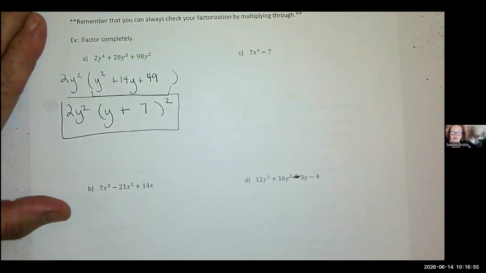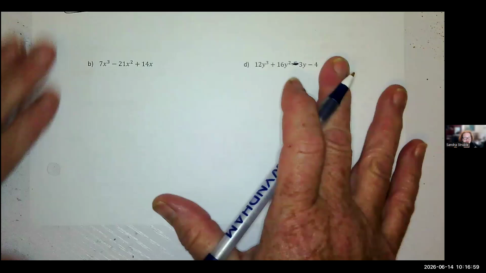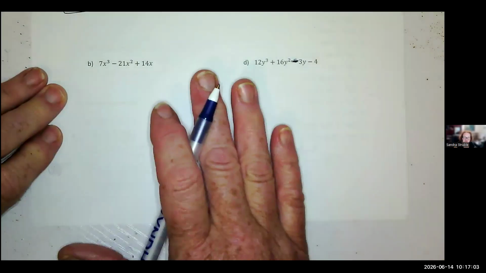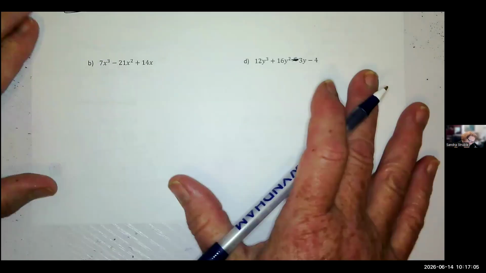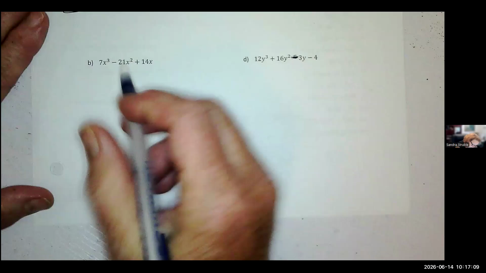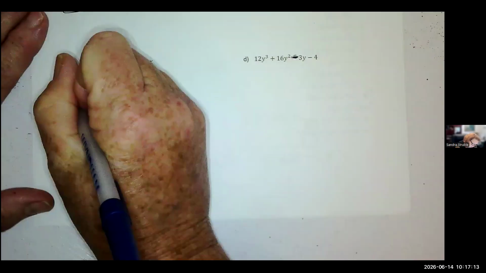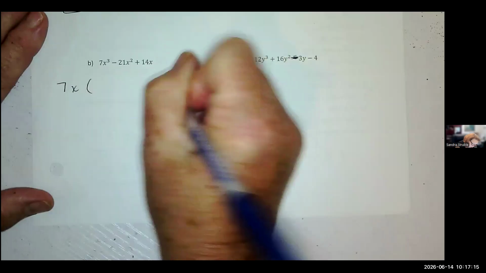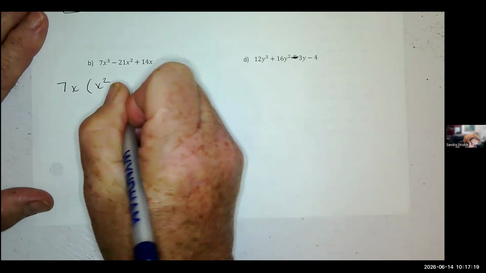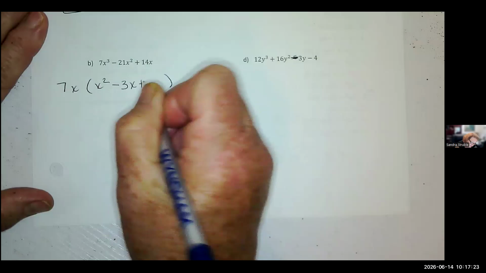All right. For this next one, pause the video, check for greatest common factor first, and then see what else you're left with to factor. And then come back to see how you did. So these three terms have 7 in common. They also have an x. So 7x is gone. We're left with x squared minus 7 times 3 is 21, x, plus 7 times 2 is 14, and the x is factored.